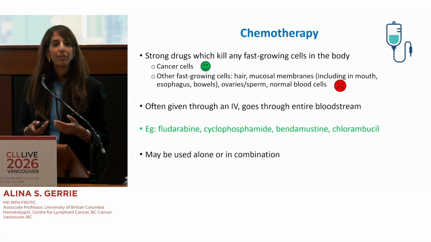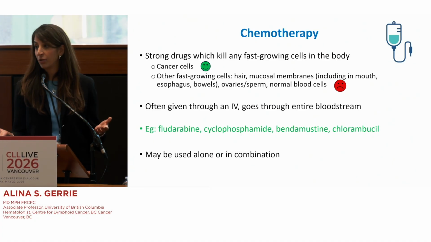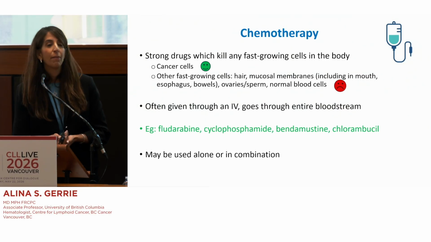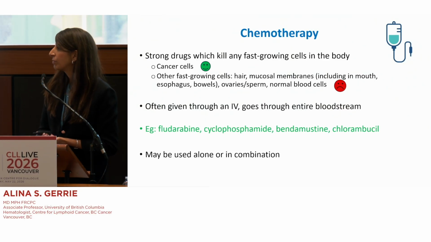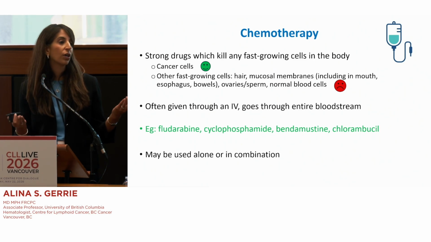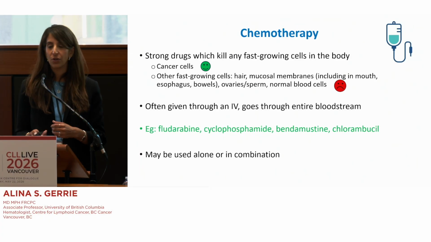Some common examples of chemotherapy you might have heard of, some of you might have been on, are fludarabine, cyclophosphamide, bendamustine, chlorambucil. Those are common chemotherapies used in CLL, and they can be used alone or usually in combination with other drugs.